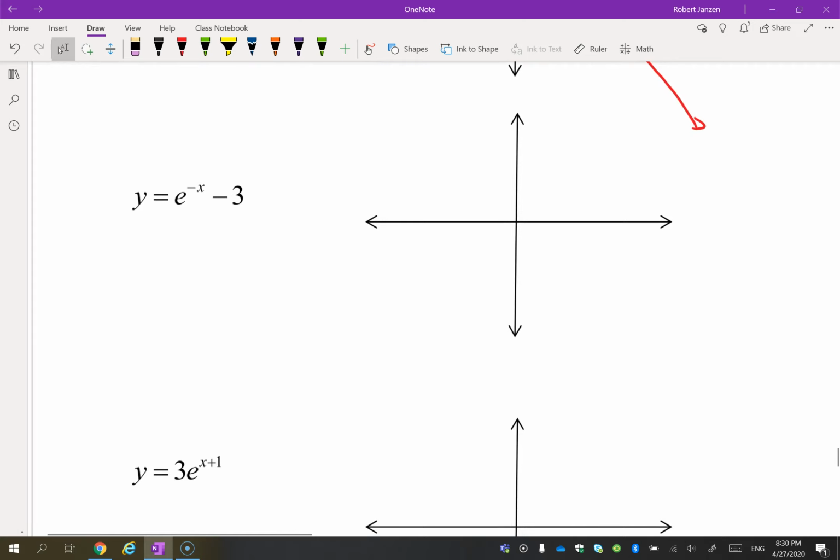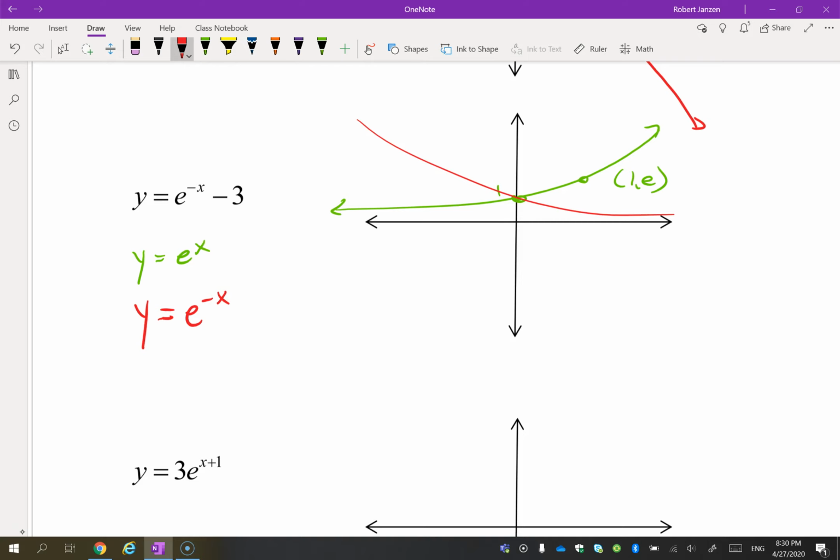Let's try another one. Y equals e to the negative x minus 3. You know what e to the x looks like. Now what is this going to do? That's a horizontal reflection, so it's going to end up like this. And then it's going to go down 3. So let's take the y-intercept. If I do a horizontal reflection, it stays there. But if I go down 3, it ends up at negative 2.